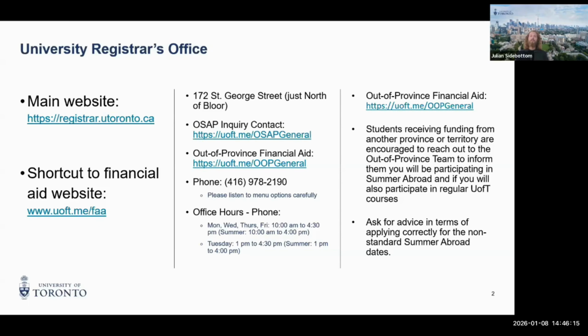If you are receiving out-of-province financial aid, then I'd encourage you to reach out to the out-of-province team directly and identify that you'll be participating in the summer abroad. The reason is that it's important that both you and the out-of-province team know your plans and know what's required, as each province is a little bit different.